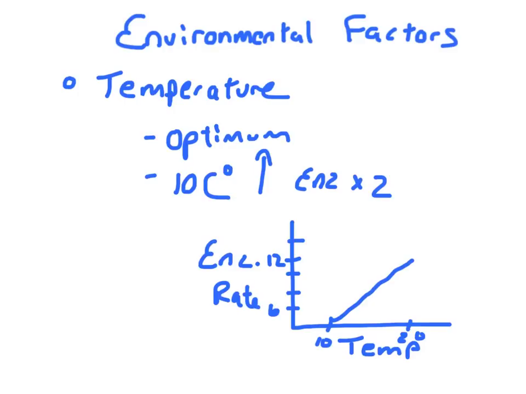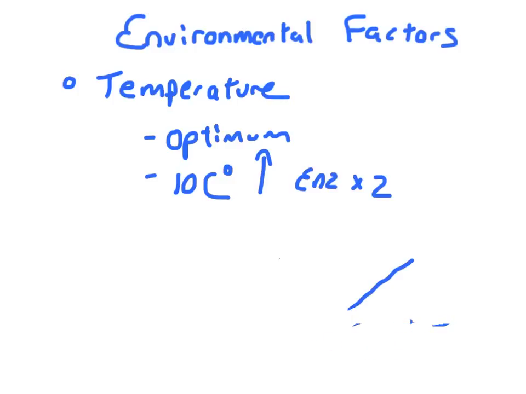Which is beneficial to the organism. As you warm it up, it can do things more quickly. The problem is that if you get too high, what's going to happen? You're going to basically make it so that the protein doesn't function or the membrane doesn't hold together. So if you get too high, we're going to get denaturation. So you have to avoid getting too high.